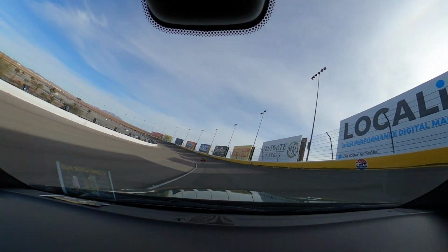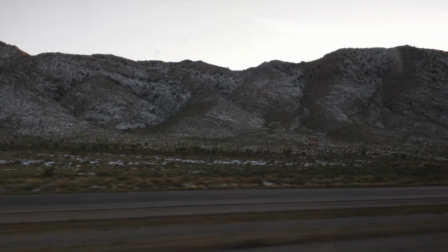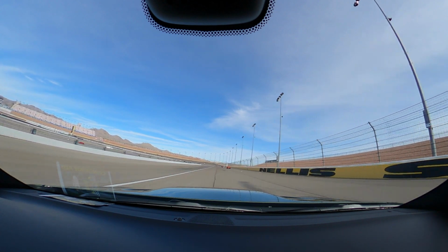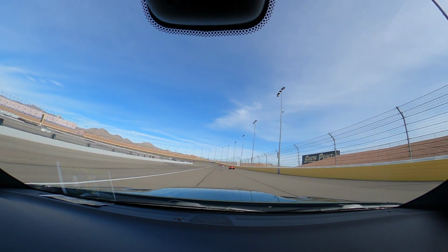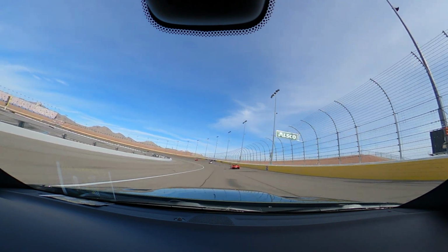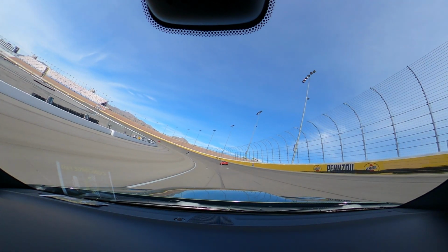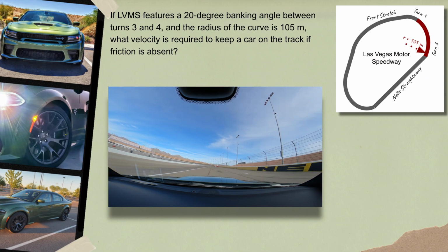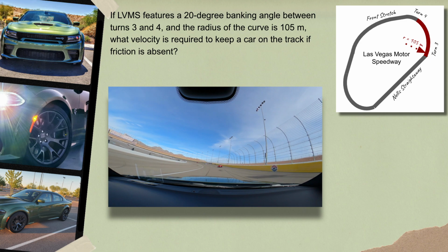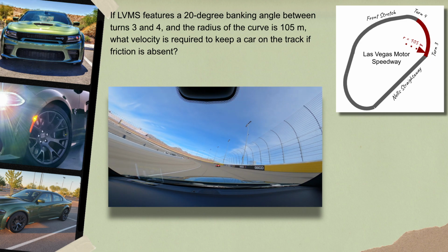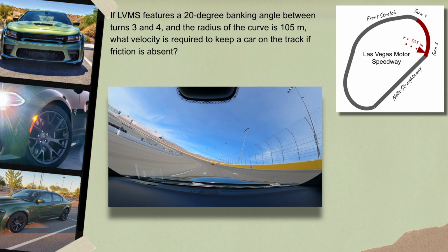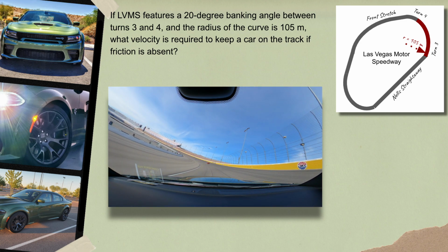Now, in Las Vegas, we rarely see real winter weather, but on occasion we will get snow. So as I was preparing for this video, I thought, what if we were on the track and we suddenly hit ice, assuming there was no coefficient of friction between the tires and the track? So today's Figure It Out question is, if Las Vegas Motor Speedway features a 20-degree banking angle between turns 3 and 4, and the radius of the curve is estimated to be 105 meters, what velocity is required to keep a car on the track if friction is absent?